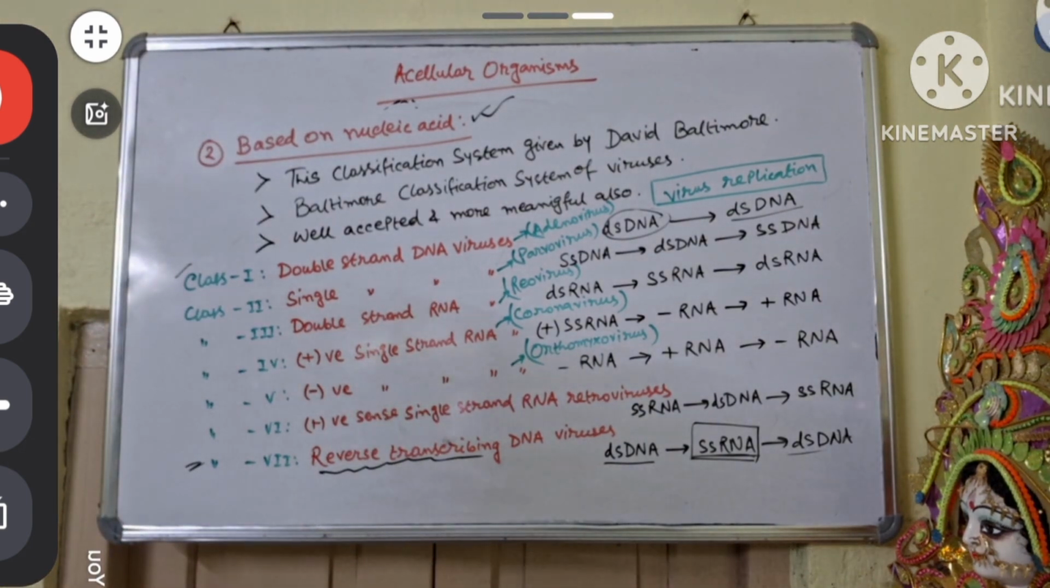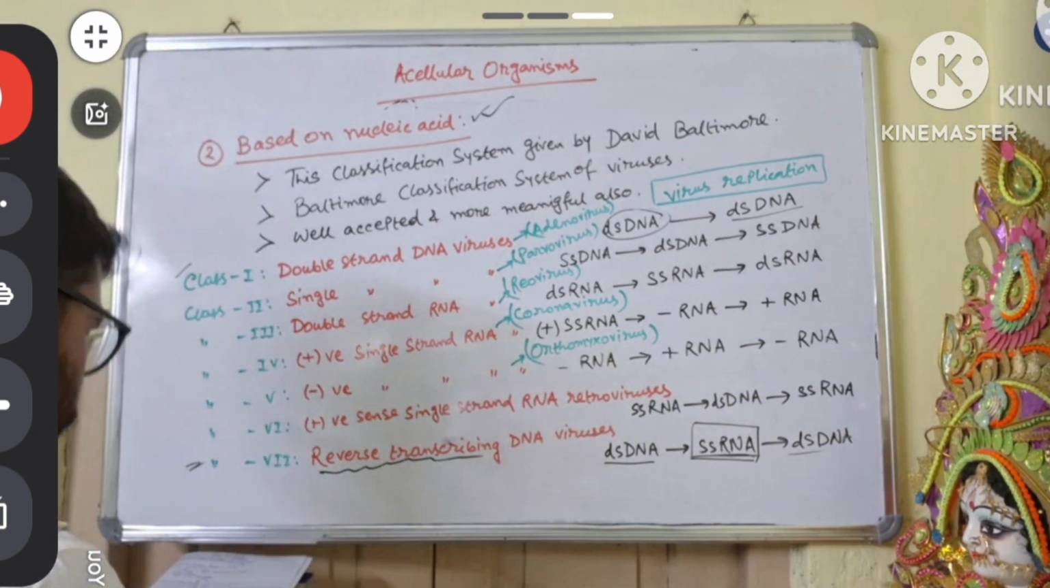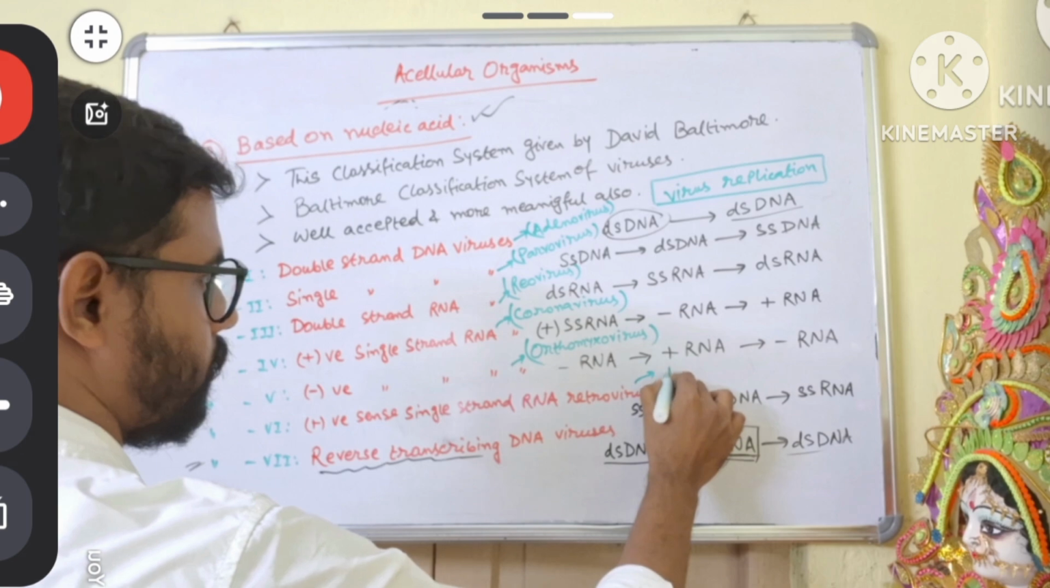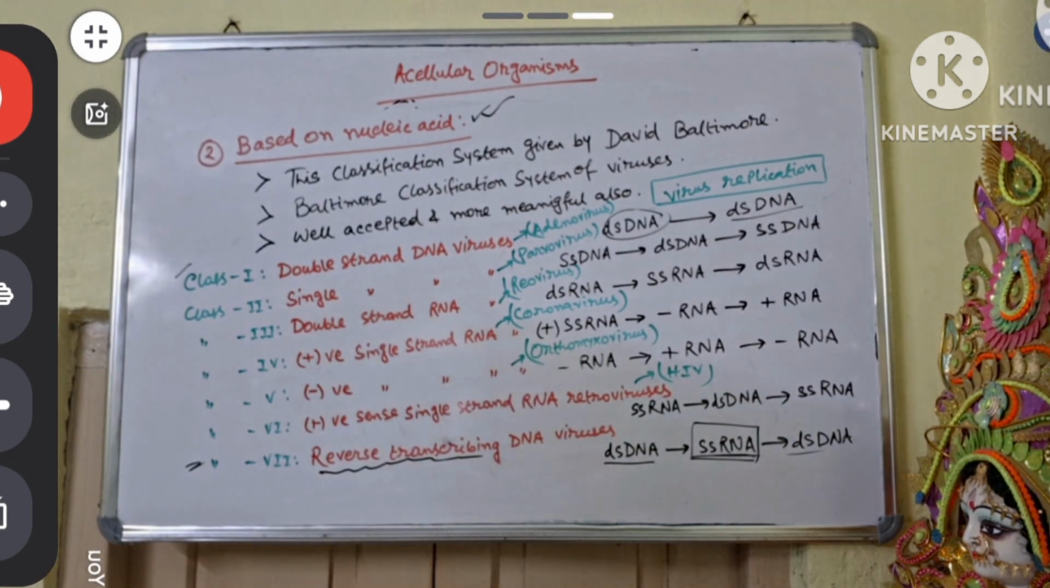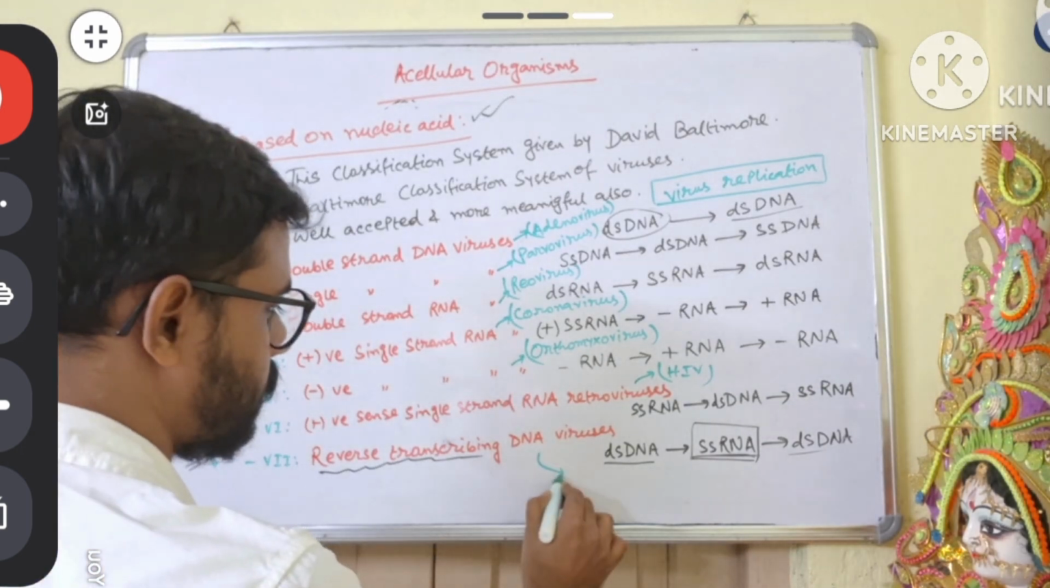Class 6, example HIV, a retrovirus which contains single strand RNA. Class 7, example hepatitis virus.